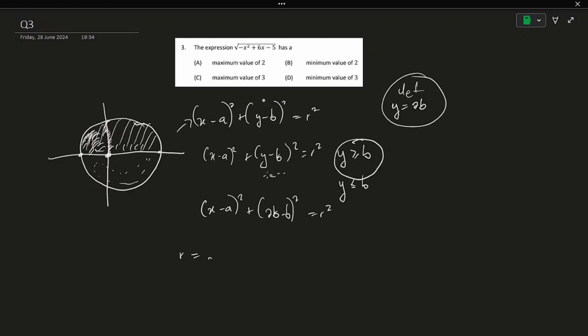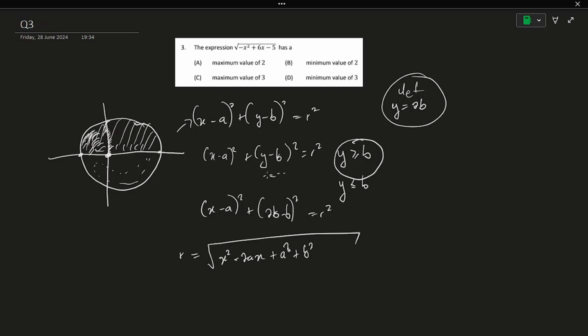In other words, we're going to have r equals the square root of, let's multiply everything out, x squared minus 2ax, and this is going to be 2b minus b, which is b, so we're going to have b squared. Oh, we forgot to square this a, so let's square that. Let me erase this real quick. Let's square this a, so this is going to be a squared plus b squared, right?